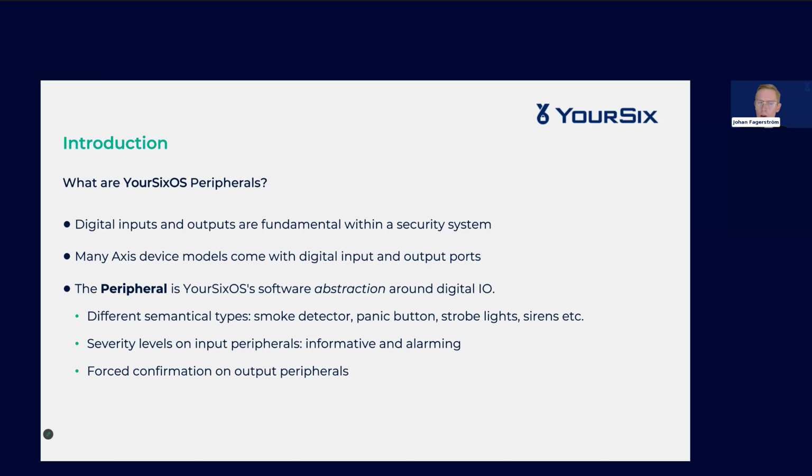Input peripherals come with what we call a severity level. So an input peripheral can be either informative or alarming, and output peripherals come with what we call forced confirmation, which is basically a configuration setting that forces the user to confirm when they're activating the output peripheral. This is typically used when the output peripheral is of more serious nature, such as a siren or perhaps a smoke generator.